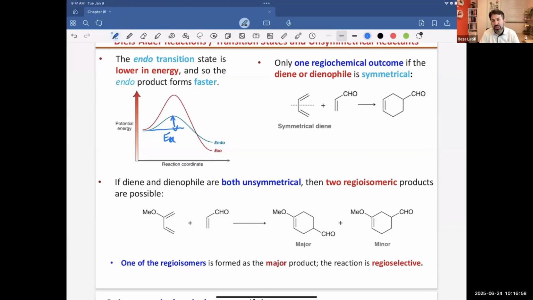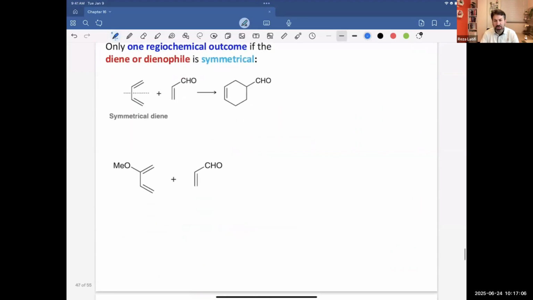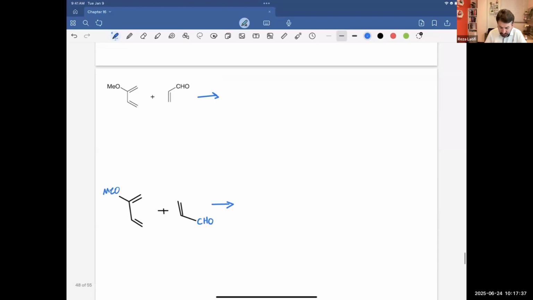Now, what will happen if we take a symmetrical diene and react it with a dienophile? In that case, we have only one option, so we get only one product, and nothing is surprising here. But if we take a non-symmetrical diene and react it with a dienophile that has a functional group, in that case we have two possibilities. Maybe both functional groups are on the same side, or maybe they are trans, or far from each other. Okay, let's review both cases.